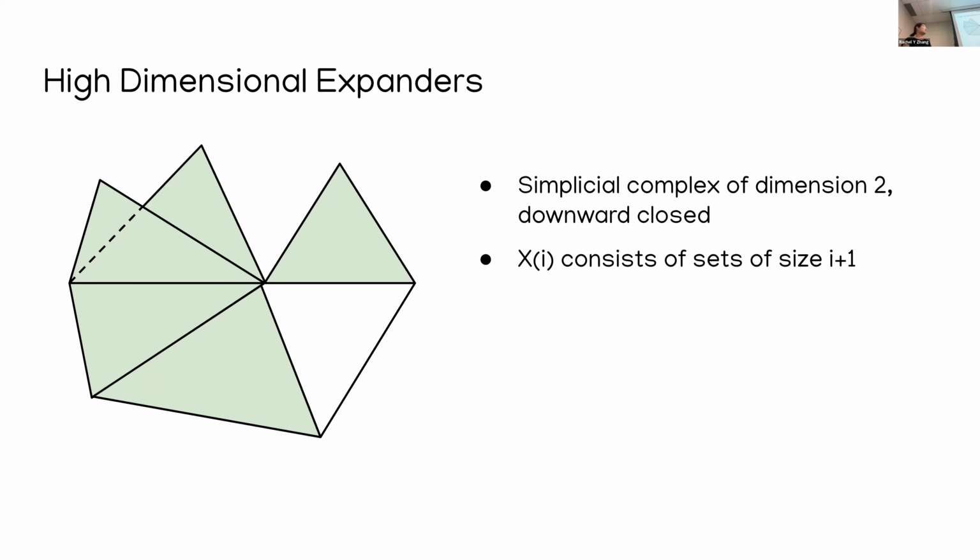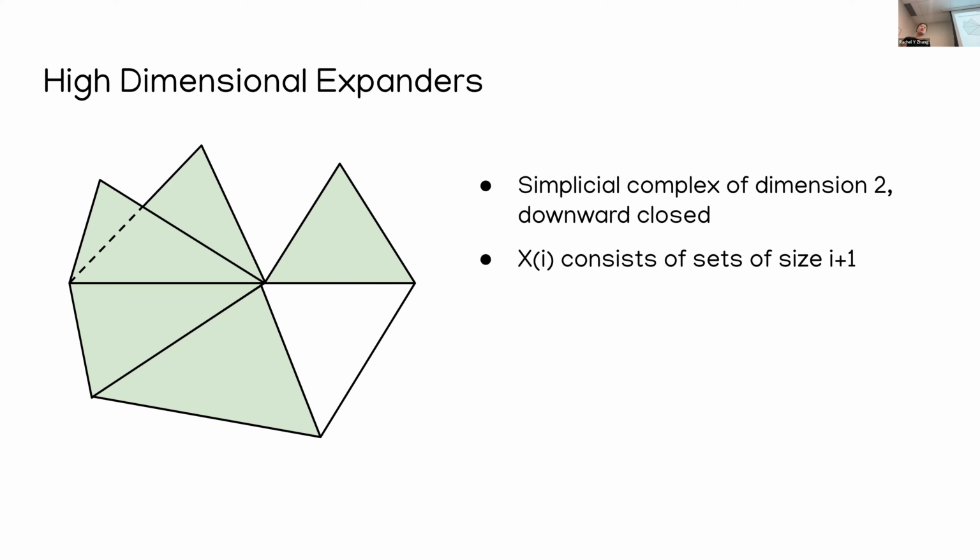In particular, we have a simplicial complex. For today, let's just say dimension 2, just because I can draw 2 dimensions. It's hard for me to draw higher than that, and the analysis should be basically the same. So let's say you have a simplicial complex of dimension 2, downward closed. So if you have a triangle, then all the edges and all the vertices are also contained in your complex. And we can use this notation X_i, which denotes sets of size i+1. So X_0 will be all the vertices, X_1 will be all the edges, X_2 will be all the triangles.